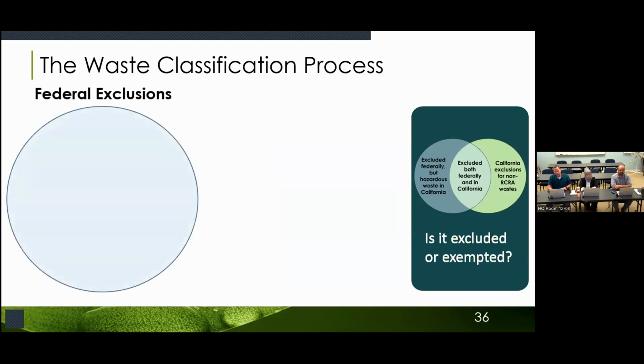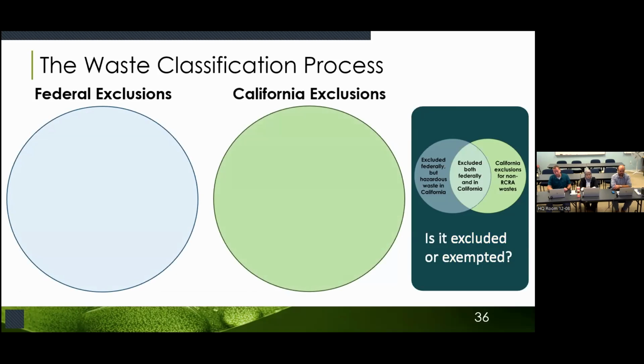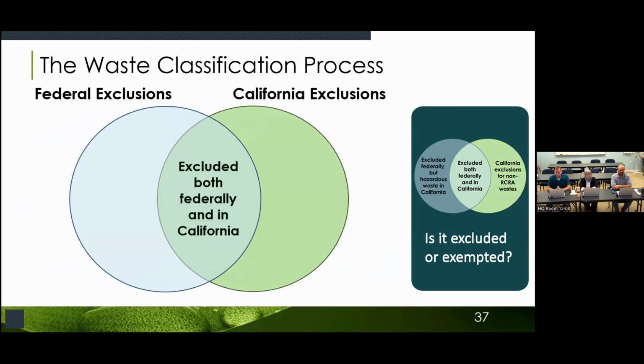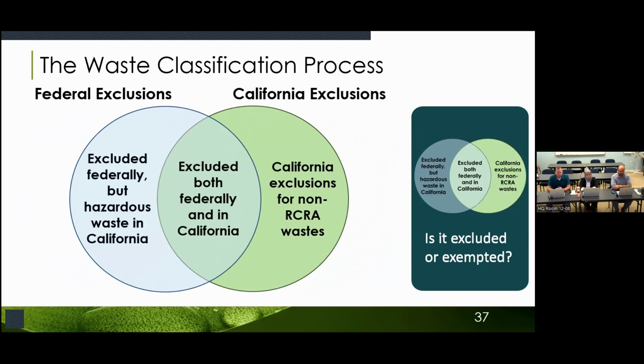The US EPA has dozens of exclusions, and California has its own set. Now, some of California's exclusions overlap with the federal ones, and some are for chemicals that, because California's criteria are broader in scope, would never have been regulated as hazardous waste in the first place. But since California has not adopted all of the US EPA's exclusions, some materials that are federally excluded are still regulated as hazardous waste in our state.